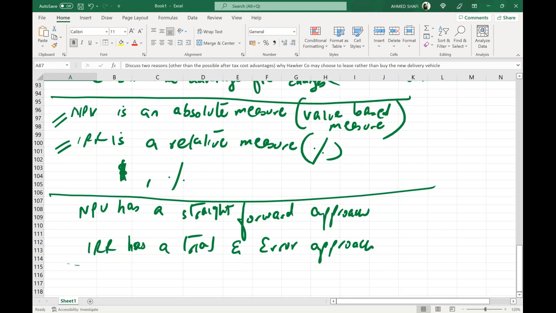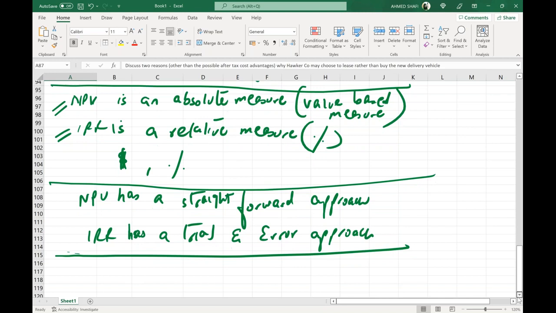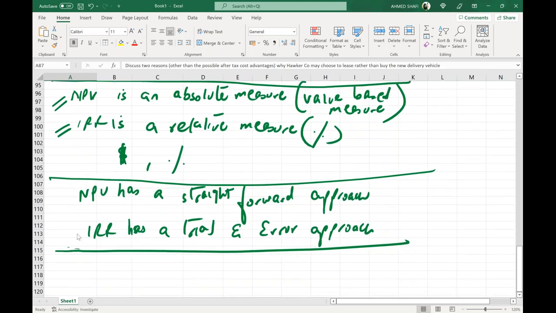Okay, so this is also an advantage of NPV over IRR, that it has a straightforward fixed approach. IRR is a trial and error approach. Some people increase by 5% to get the other NPV, others increase by 6%, no formal method.